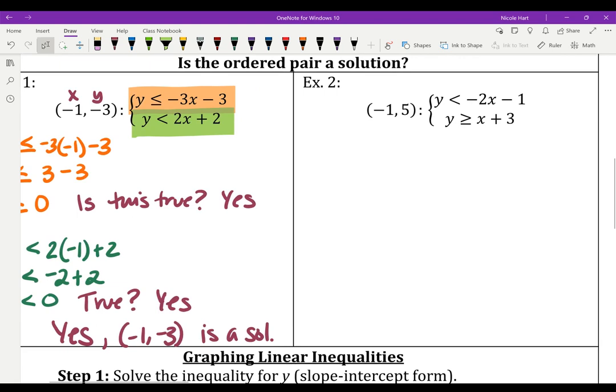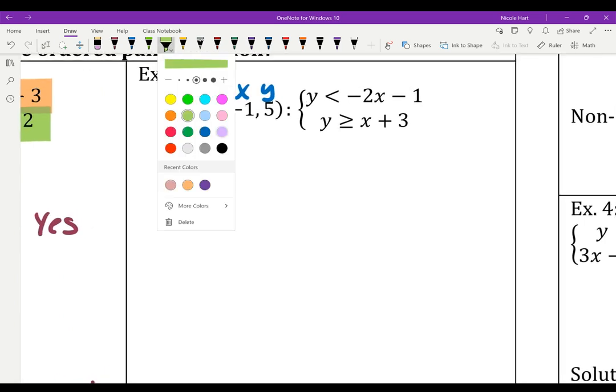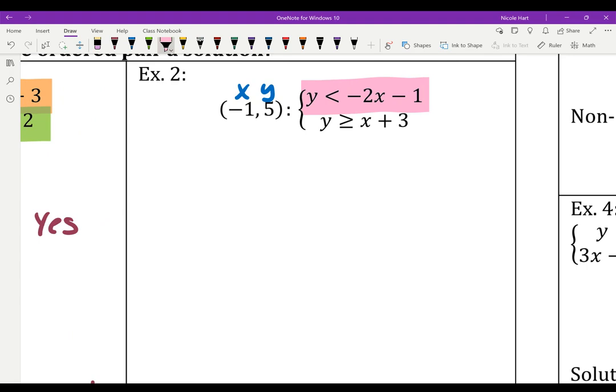Okay, so for example 2, we're going to do the same process. And we have our x value, -1, and our y value, 5. So again, we are going to take those and plug them in. I'm going to look at my first equation, which is y is less than -2x minus 1. And plug in the x and y values. So the y is 5. So 5 is less than -2 parentheses x, which is -1 minus 1. 5 is less than -2 times -1 is a +2 minus 1. And then it finally says 5 is less than 2 minus 1 is 1.